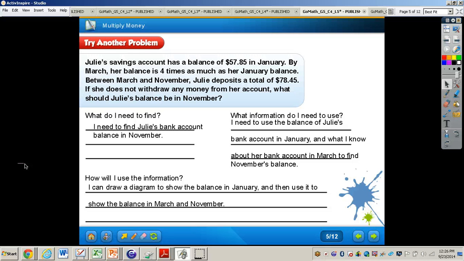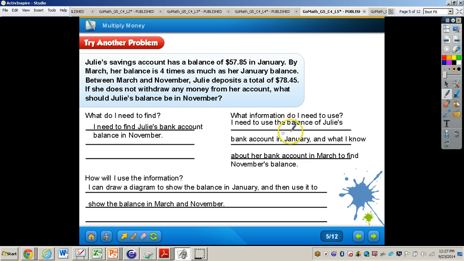So we're going to answer some of these problems here. First of all, what do I need to find? And let's write that in your Go Math book. I need to find Julie's bank account balance in November. Okay, where am I getting that from? Oftentimes what I need to find is going to be that final question. It helps you just focus in on that. Now, what information are we going to need to use? So we know what we need to find. What information do we need?